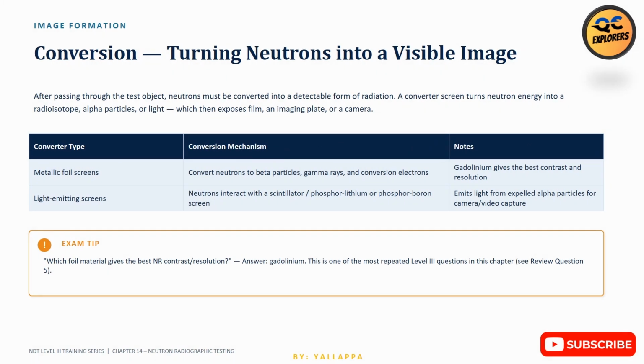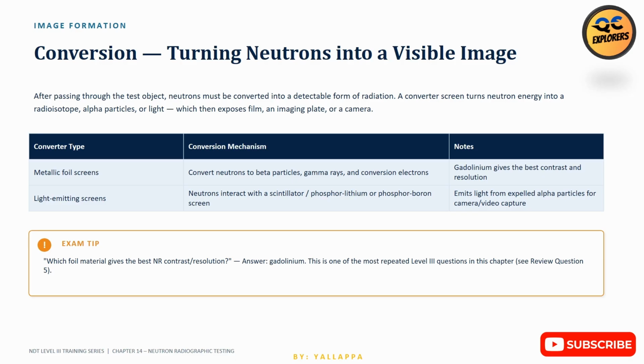At this stage of the inspection, the neutrons have already passed through the test object. They now carry valuable information about the internal structure of the component. However, there is one major challenge. Neutrons cannot be seen by the human eye, and they do not directly expose conventional radiographic film in the same way that X-rays or gamma rays do. So how do we produce an image?